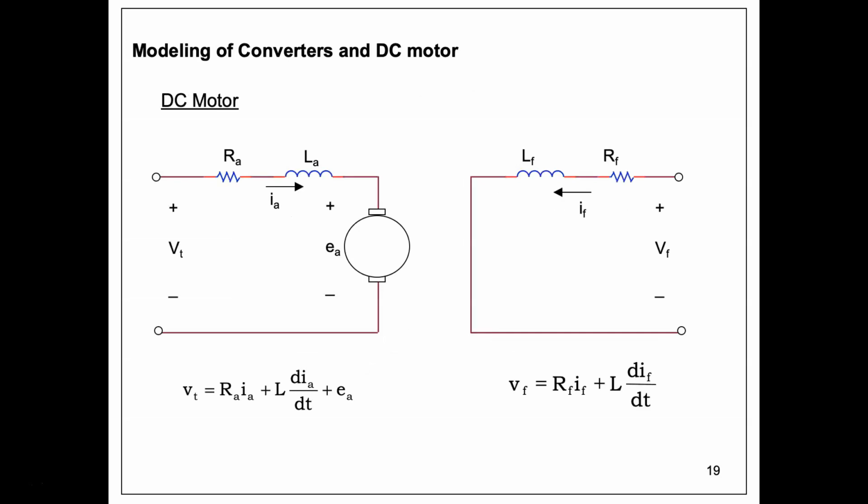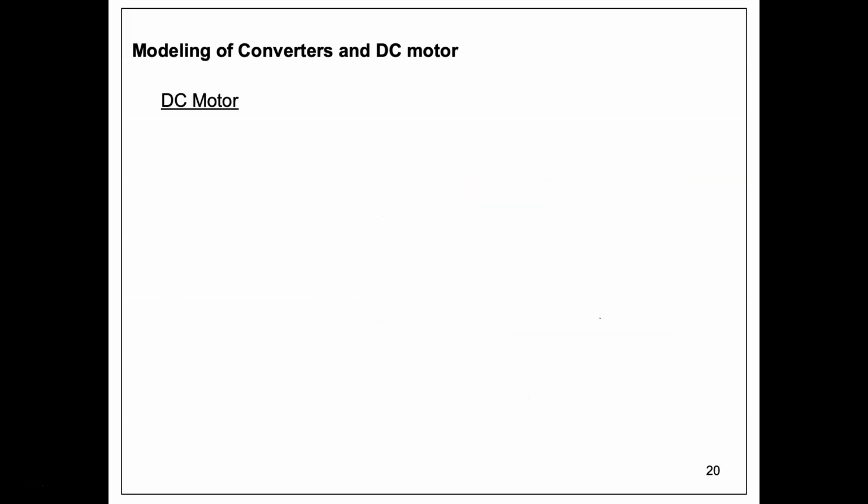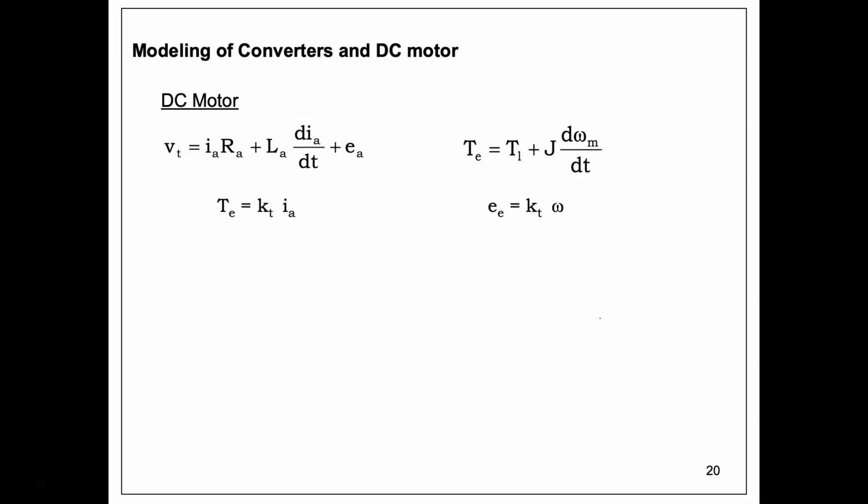Now let's move on to how to model a DC motor. What is shown here are the circuits for the armature and field of a DC motor and their respective voltage equations. In this tutorial, the permanent magnet DC motor is assumed. Therefore, the field circuit is irrelevant to us. The permanent magnet DC motor can be completely modeled using 4 equations: the armature voltage equation, the electrical torque equation, the mechanical torque speed equation, and the back EMF equation.